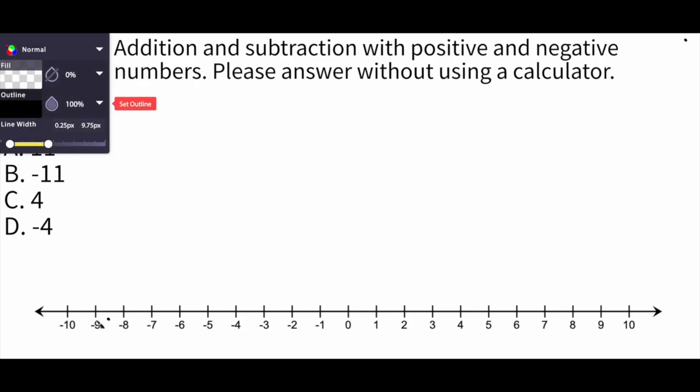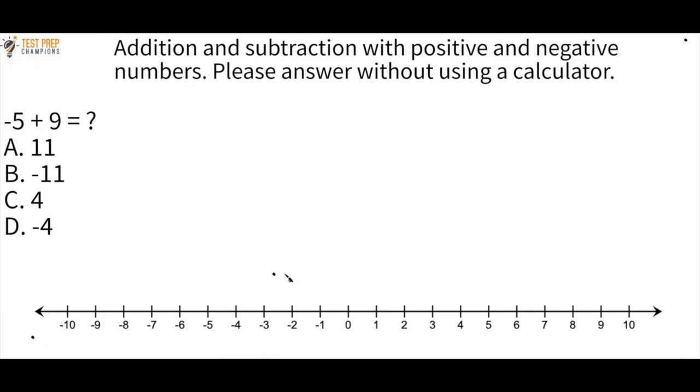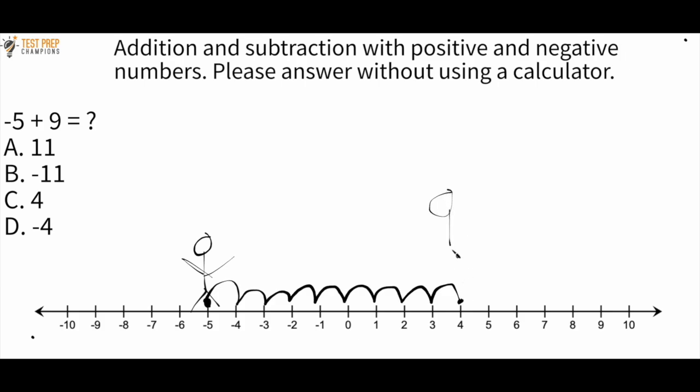Okay, so since we have the number line here, let's think through this using the number line. So I want to start by putting my stick figure on negative 5. So here's my little stick figure person on negative 5, and addition, or a plus, tells us to go to the right. So here we're going to go to the right 9 steps. All right, so the stick figure person, imagine, is going to start on negative 5 and take 9 steps. So here's 1, 2, 3, 4, 5, 6, 7, 8, 9. Okay, so here's where the stick figure person ends up, and we see that 4 is the correct answer here. So C is the right answer.